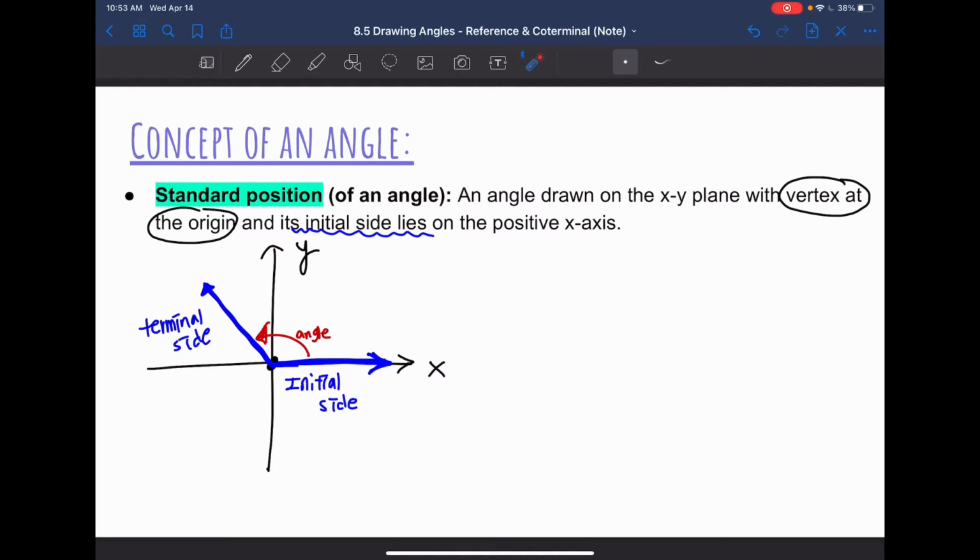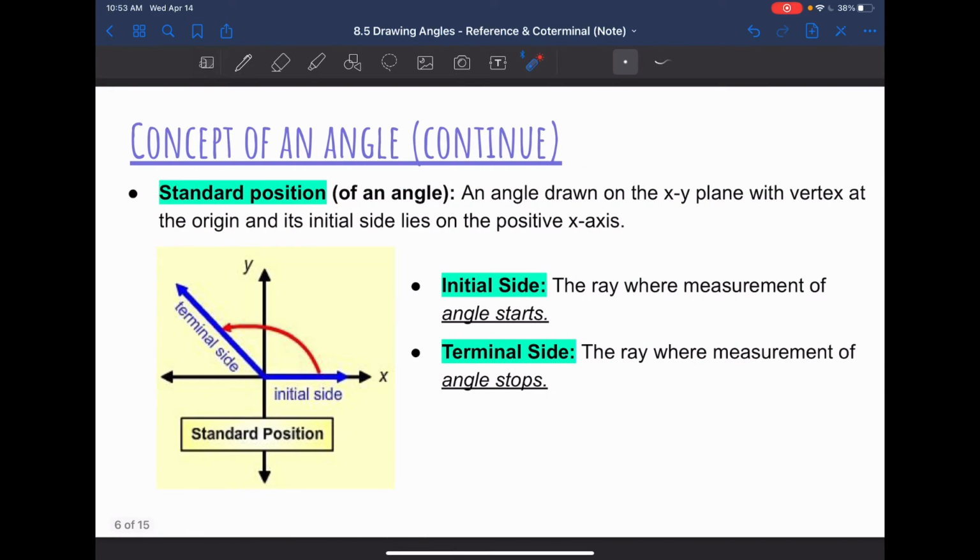And if you want to copy initial side and terminal side, the definitions are right here. Initial side, the ray where measurement of angle starts. It's simply where the angle starts. Terminal side, where the angle stops, okay? So you can pause the video and copy.